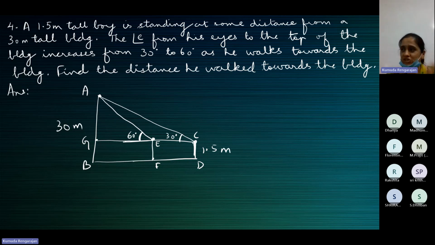Mostly we have to find GC from one triangle, and GE from the other triangle. From the 30 degrees triangle, we have to find GC. From the 60 degrees triangle, we'll have to find GE. And GC minus GE will be EC, which is FD, the distance he's walked towards the building.